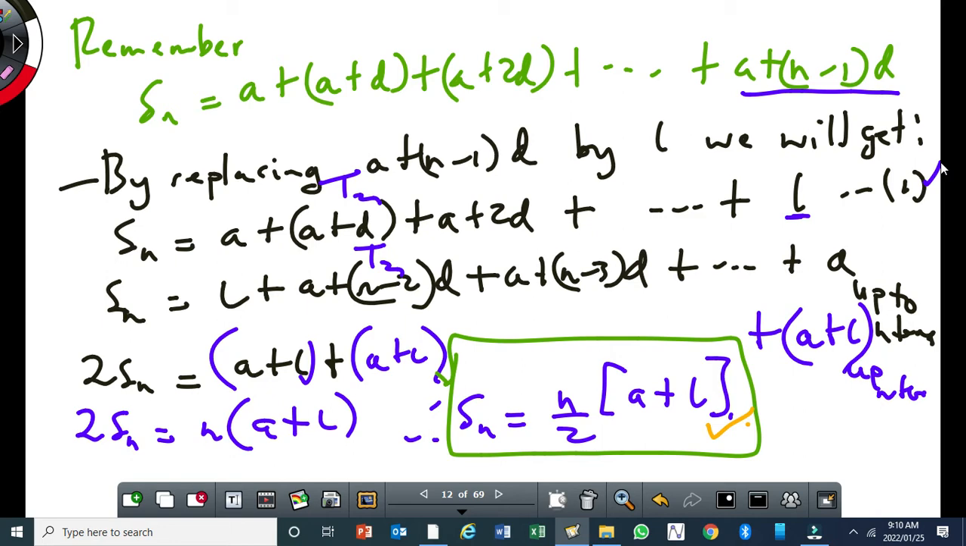So we are just rewriting the first equation from the last term towards the first term. Now, this is exciting. If you add a plus L, that is first term and first term, you will always get a plus L. If you add the second term, a plus d, to a plus n minus 2 times d, you also get a plus L. In the end, you end up having n values that are the same, and they are all going to be equal to a plus L. Therefore, if we add the left hand side, Sn plus Sn, we get 2Sn. On the right hand side, we get a plus L plus a plus L n times.